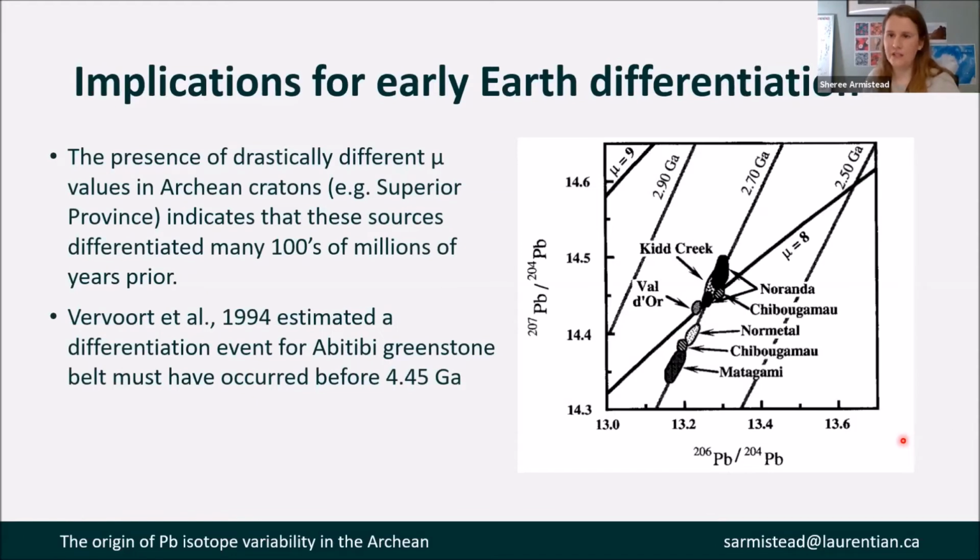And then looking specifically at the Superior Province, this study was published quite a while ago now. They really recognise that this difference in mu that we see in Superior does indicate that these sources have to have differentiated many hundreds of millions of years prior. And Vervoort et al. 1994 estimated that this must have occurred at around 4.45 Ga, so a really long time before these deposits are forming.